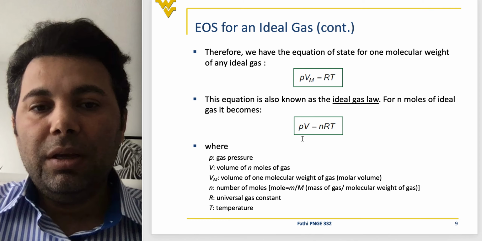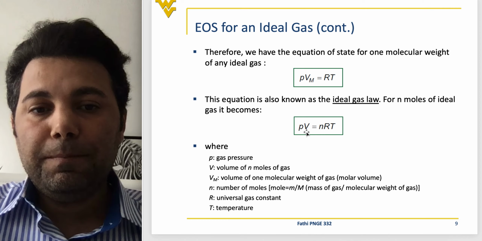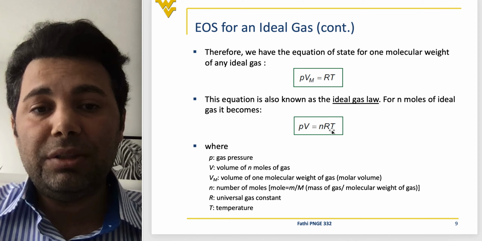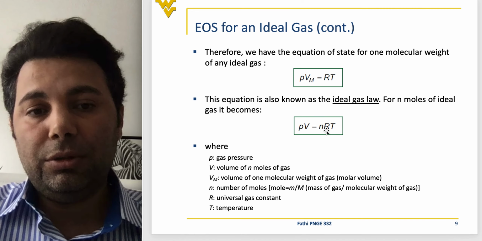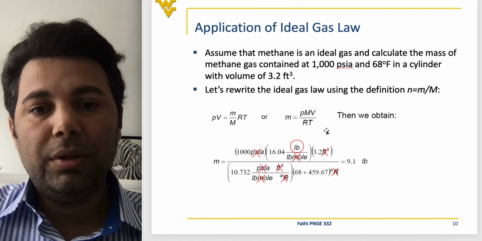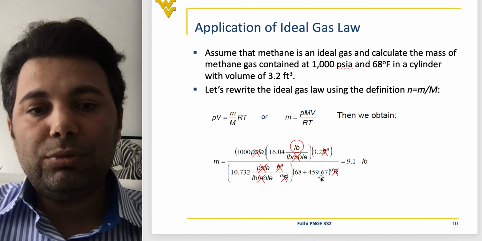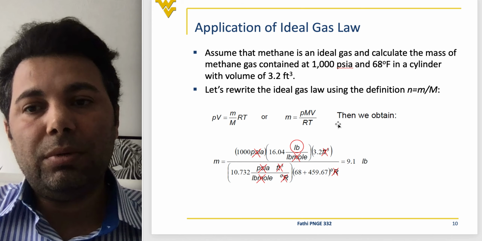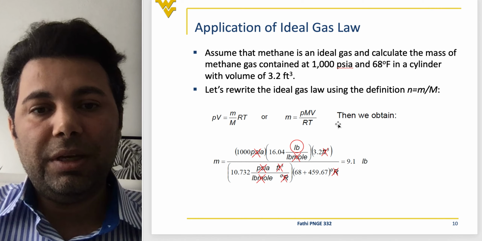In this equation, we need to make sure about the dimensions. If the pressure is in psia, the volume is in cubic feet, the temperature is in Rankine, and n is in pound moles, then R becomes 10.732. So if the pressure is in psi, we have to convert the temperature to Rankine, and with volume in cubic feet, R becomes 10.732. We use this equation of state for calculating all different properties of an ideal gas.